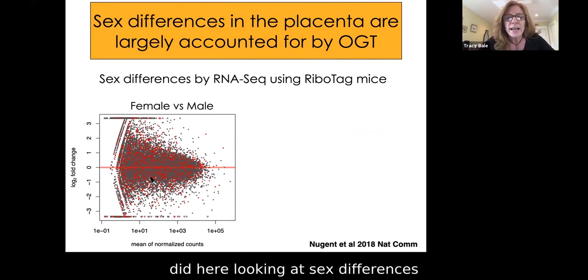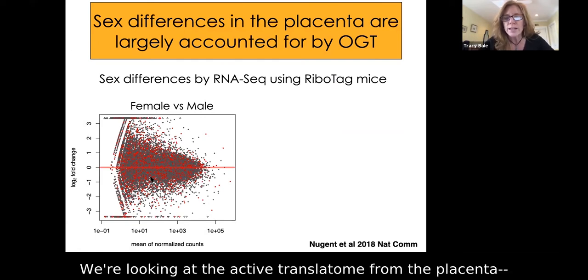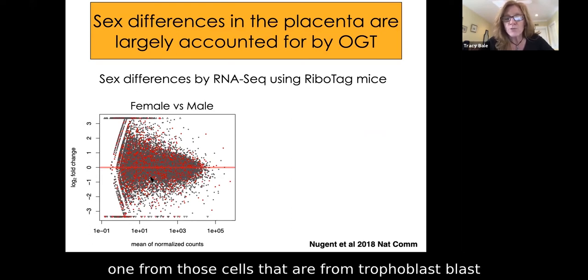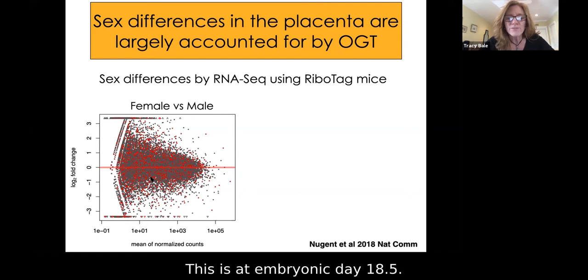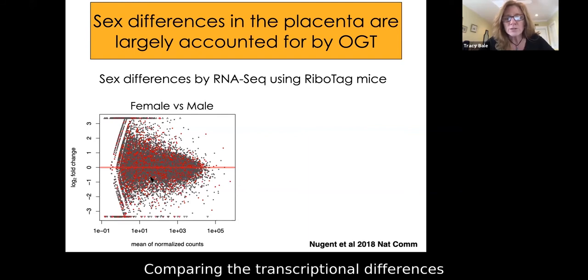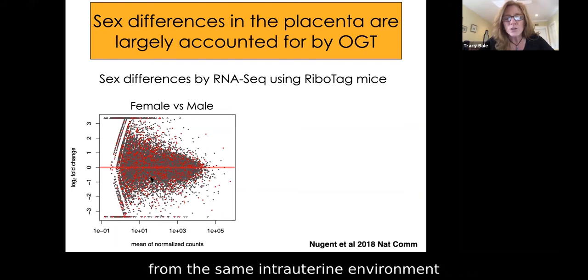Okay, so as an example of why this might be important for placental function, I'm showing you some studies that we did looking at sex differences in transcriptional regulation in the placenta using RiboTag mice. So we're looking at the active translatome from the placenta, only from those cells that are of trophoblast lineage, comparing transcriptional differences at one time point. This is at embryonic day 18.5, so a full day before birth in a mouse, right before birth, comparing the transcriptional differences between a female placenta and a male placenta from the same intrauterine environment, across many, many different pregnancies.